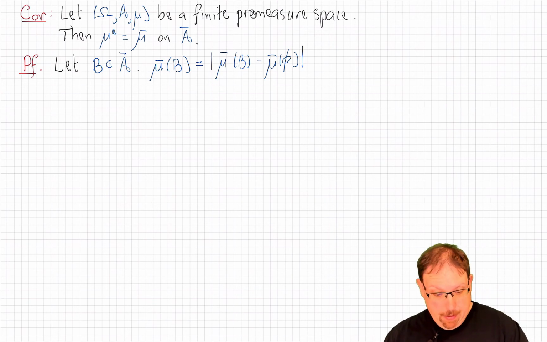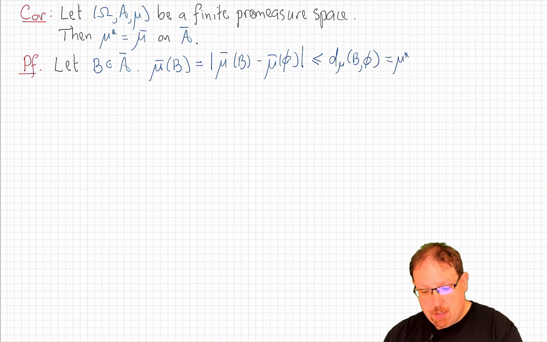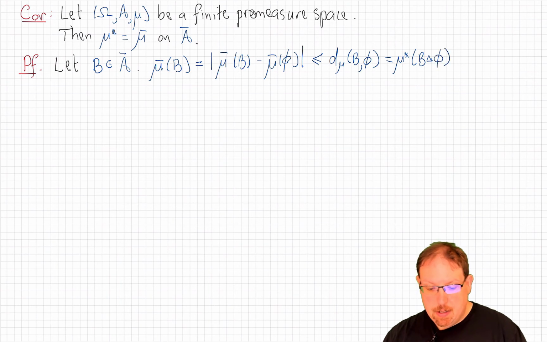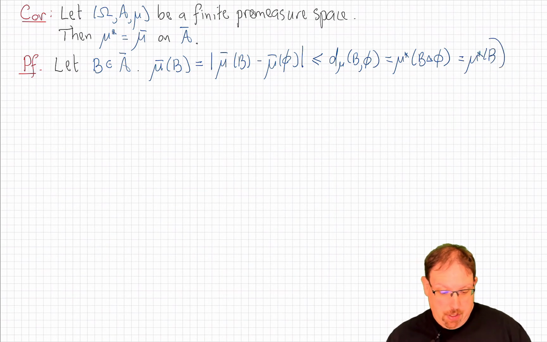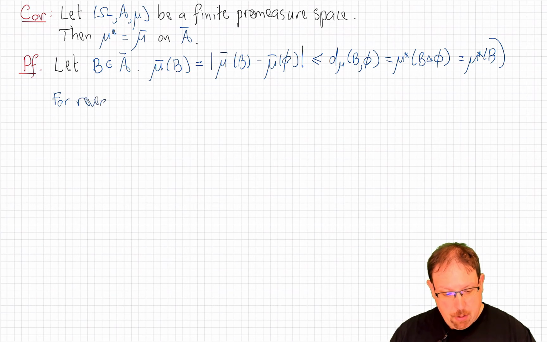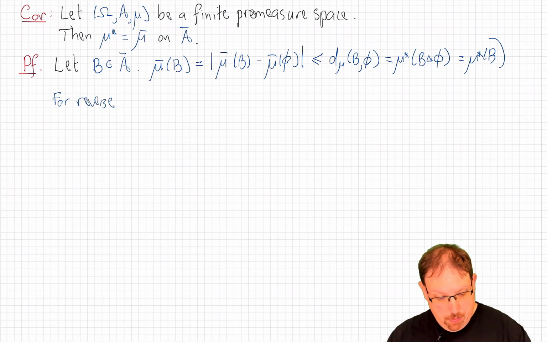That difference is less than or equal to the pseudometric distance between B and the empty set, which is just defined to be mu star of B's symmetric difference with the empty set. Of course, symmetric difference with the empty set just gives us B again, so that's mu star of B. And there is the first inequality. Mu bar of B is less than or equal to mu star of B. We didn't need any information there other than the Lipschitz 1 nature of mu bar for that. Now for the reverse, we're going to use the outer approximation property we just proved.